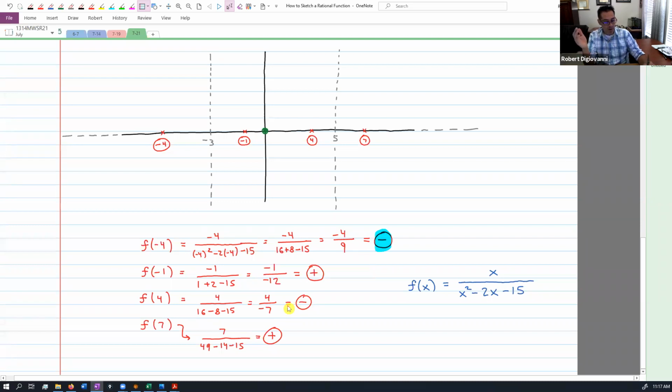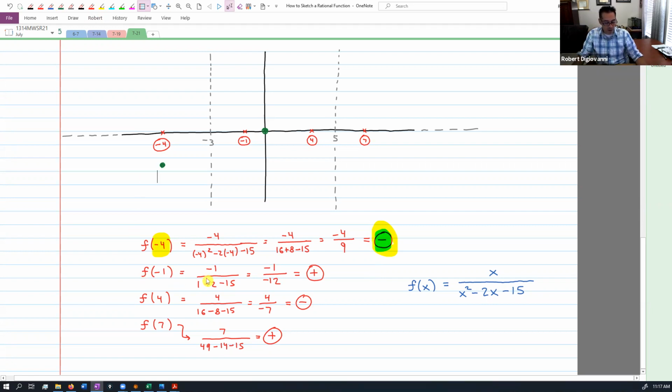So what do we do with this? Well, we say, all right, at -4, I have a negative number. So that means this point is going to be on the graph. If I go to -4, I need to draw a point that's down somewhere, negative, but I don't care where, just put a point somewhere.